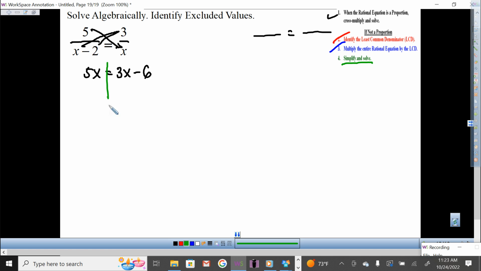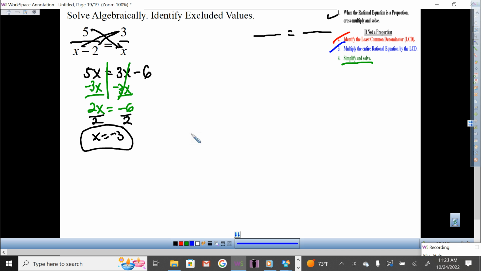Therefore, I need all variables on one side. Jaden, what do we do? Subtract 3x from both sides. We're left with 2x equals negative 6. Last but not least, we divide by 2. x equals negative 3. You're like, this is easy. Yes, because we've been doing this all year, since the second week.